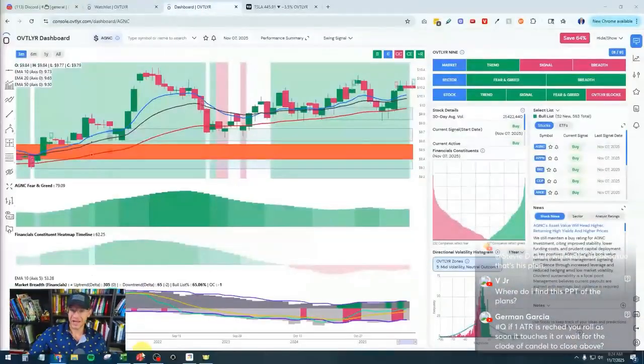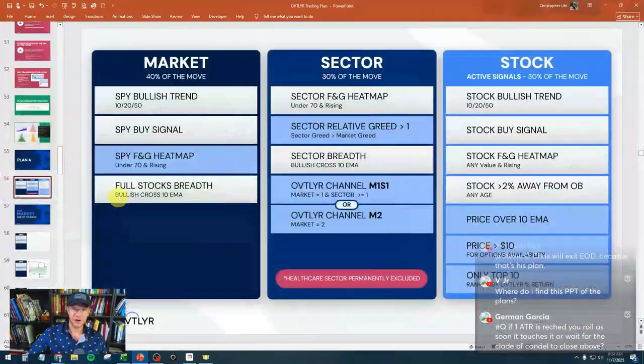So Scott and I took these signals and we worked tirelessly on finding a plan that maximized them to the greatest potential. And that was where plan A came from. Plan A for active signals, right? This is where we're going to start: plan A. And this is what we built.